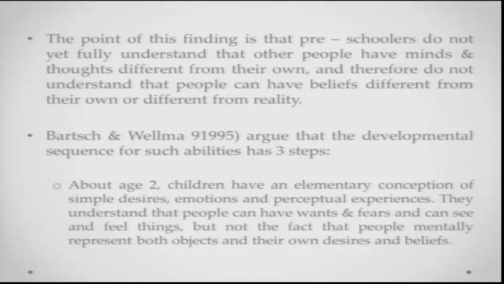Around the age of 2 years, children have an elementary conception of simple desires, emotions and perceptual experiences. They know that people have simple desires like I want milk, I want sweets, etc. They have a very rudimentary understanding of emotions. For them, as I was saying earlier, if a desired outcome occurs, I am happy; if an undesired outcome occurs, I am not happy. So they have a very rudimentary understanding of desires, emotions and perceptual experiences.